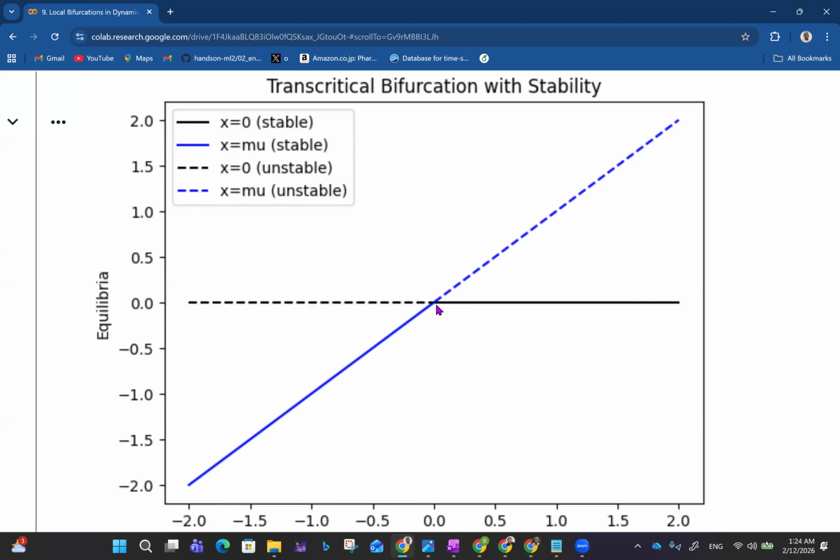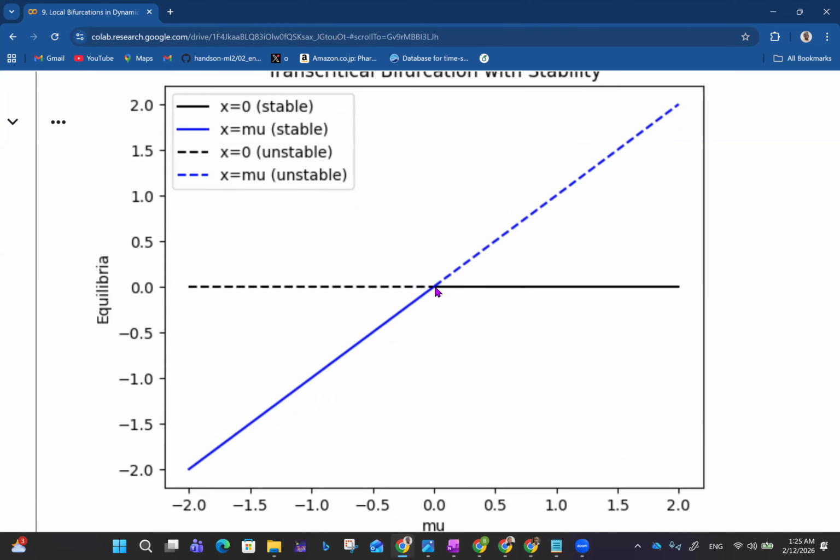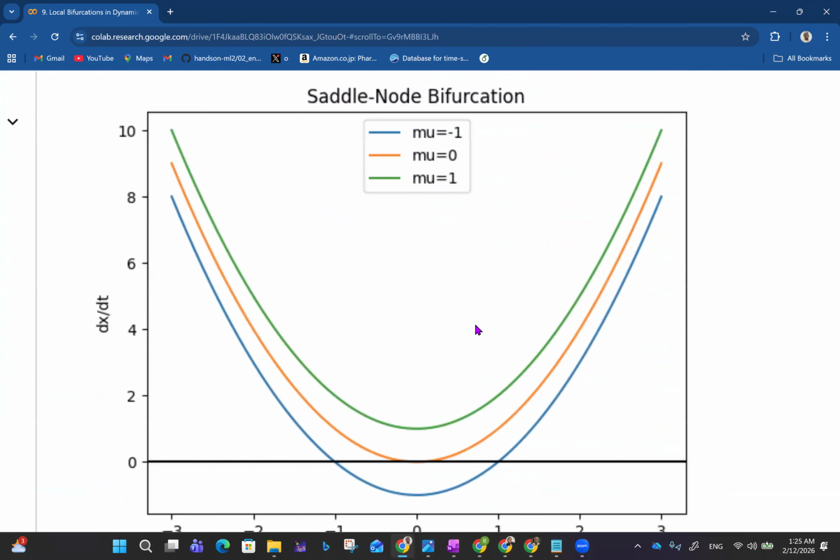But then once mu switches, once x is no longer 0, okay, once mu is no longer 0, mu is now a bit above 0, then you have another stable leg of it again. So you have those possibilities like that. Okay, so that's for transcritical bifurcation.